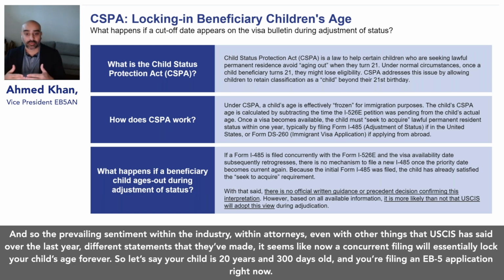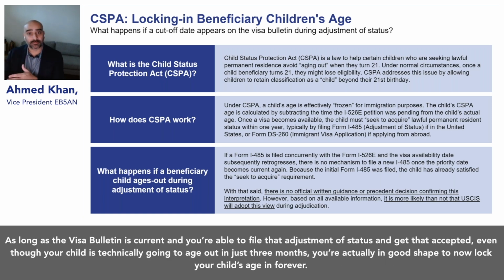And so the prevailing sentiment within the industry, among attorneys, and even based on other statements USCIS has made over the last year, is that a concurrent filing will essentially lock your child's age forever. So if your child is 20 years and 300 days old and you're filing an EB-5 application right now, as long as the visa bulletin is current and you're able to file that adjustment of status and get it accepted, even though your child is technically going to age out in just 3 months, you're in good shape to lock your child's age in forever.